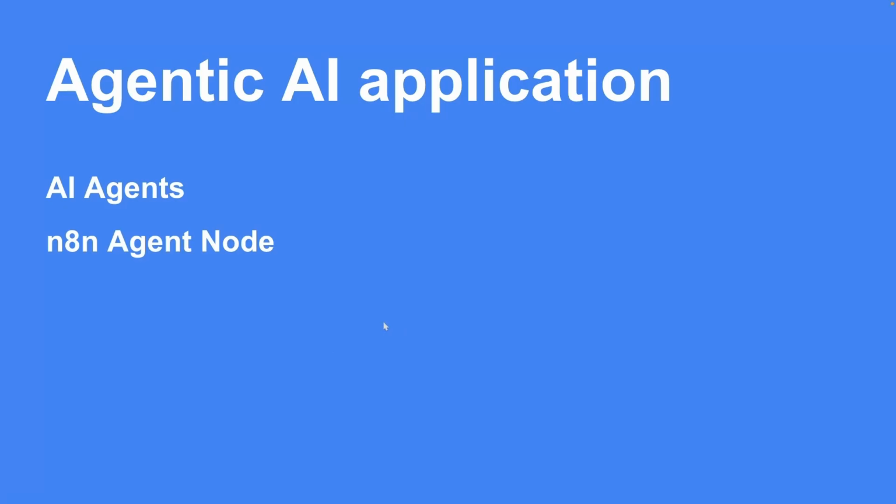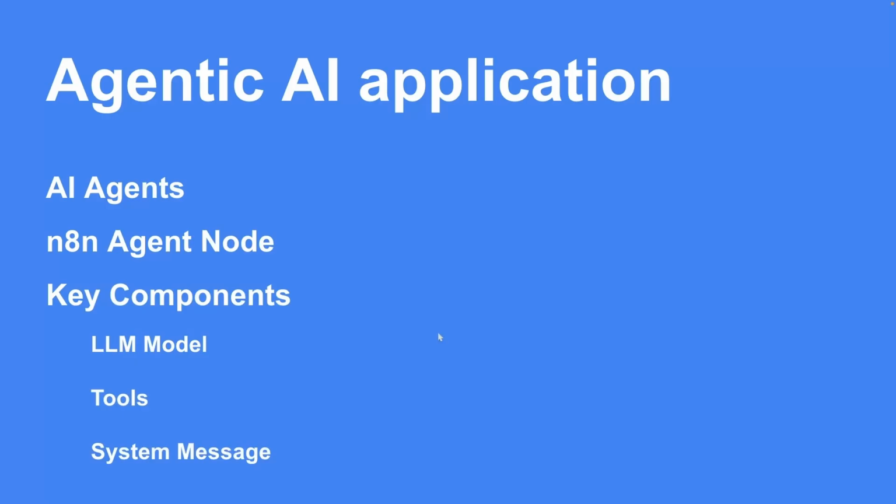The AI agent node in N8N is a core component of its advanced AI toolkit built on LangChain. Key components: LLM model, the brain that processes input, reasons, and decides actions. Tools, external functions or APIs the agent calls to act. Example: search, email, database queries. System message, configurable instructions guiding the agent's behavior.